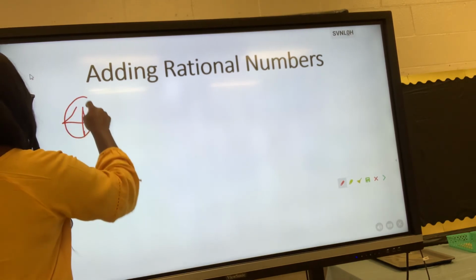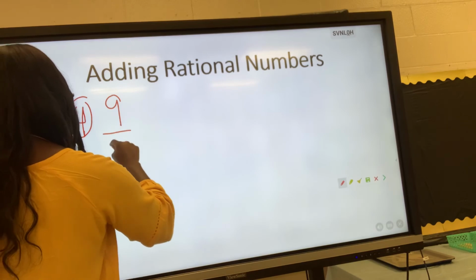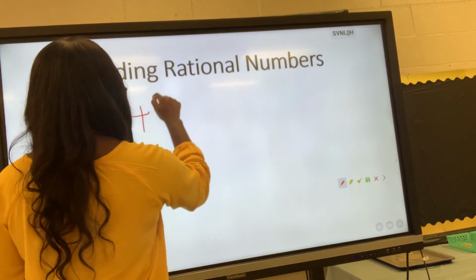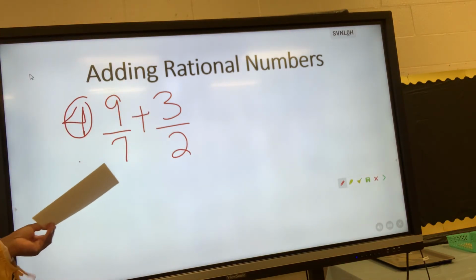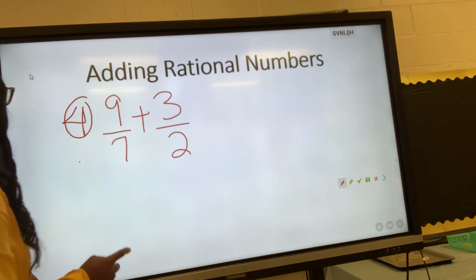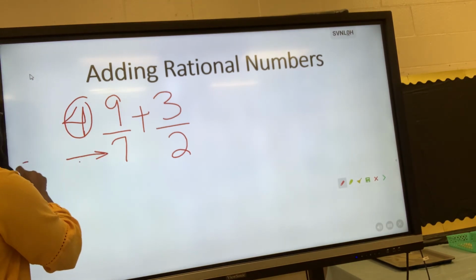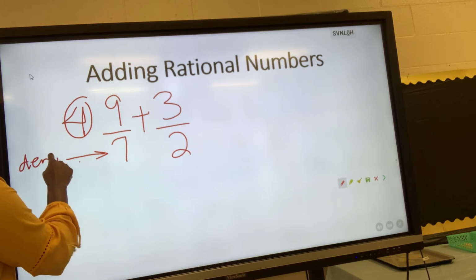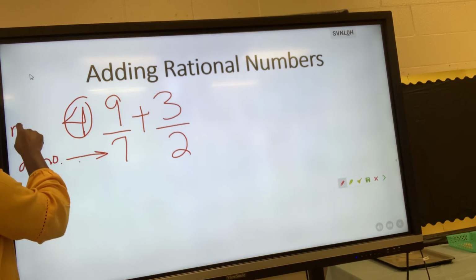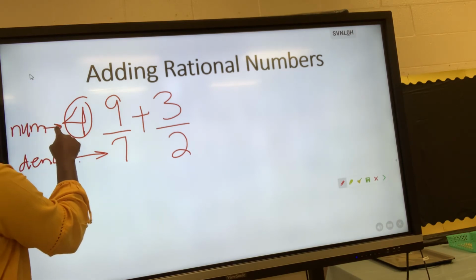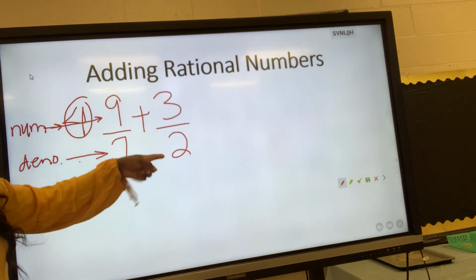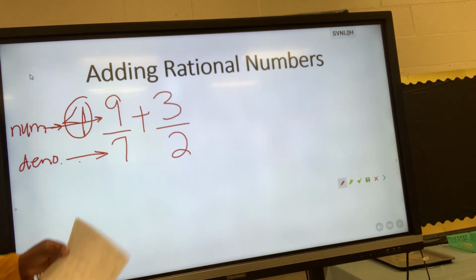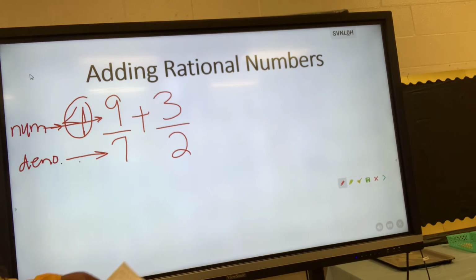So I'm going to make this number 4. We have 9 over 7 plus 3 over 2. Now, when adding numbers with different denominators, which this is the denominator, I'm just going to put denominator, and then the top ones are the numerator. So the 9 and the 3 are your numerators, and the 7 and the 2 are your denominators. When you're adding numbers like this, you want to get a like denominator. So you want to have a common denominator.